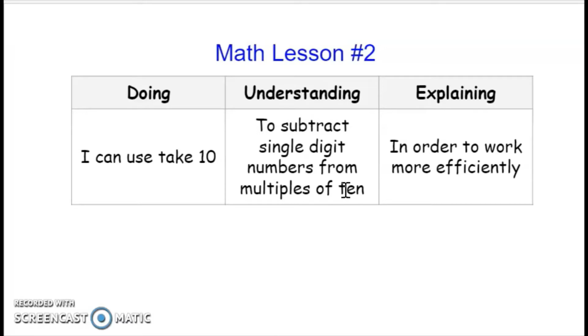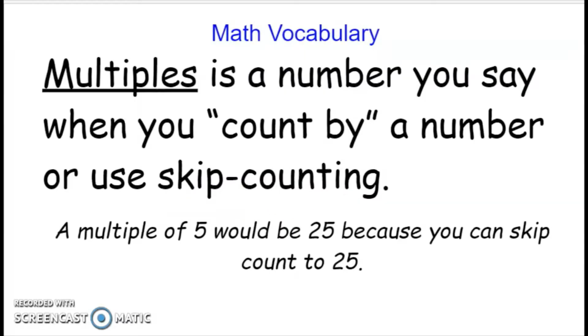So that's what we're going to be doing today. We're going to be taking single digit numbers from multiples of 10. Remember, a multiple is a number that you can say when you skip count by a certain number. Whew, that was really confusing, right? But no worries, you will see it in the teacher model. You'll notice that all of our numbers are going to be multiples of 10, and we will be subtracting single digit numbers only.